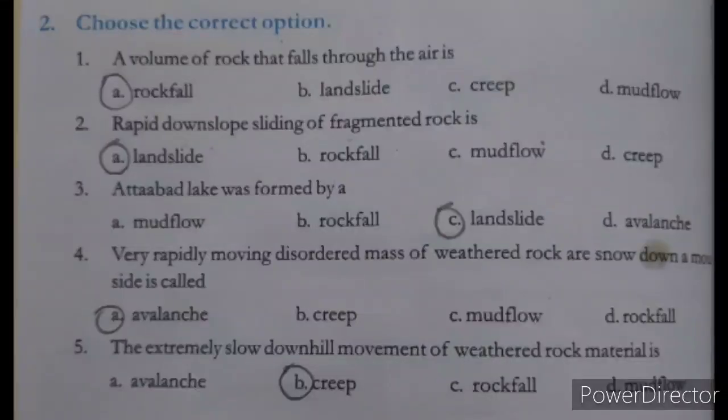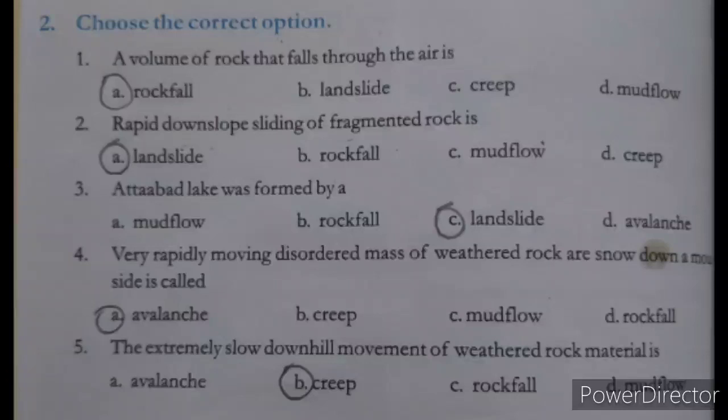Choose the correct option. Question number 2. A volume of rock that falls through the air is: rockfall, landslide, creep, mud flow. The correct option is rockfall. A volume of rock that falls through the air is rockfall. The next one: rapid downslope sliding of fragmented rock is: landslide, rockfall, mud flow, creep. Landslide is the correct option. Rapid downslope sliding of fragmented rock is landslide.